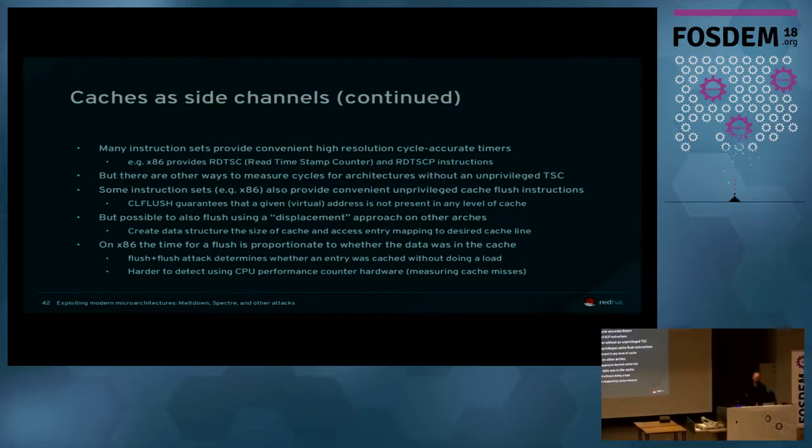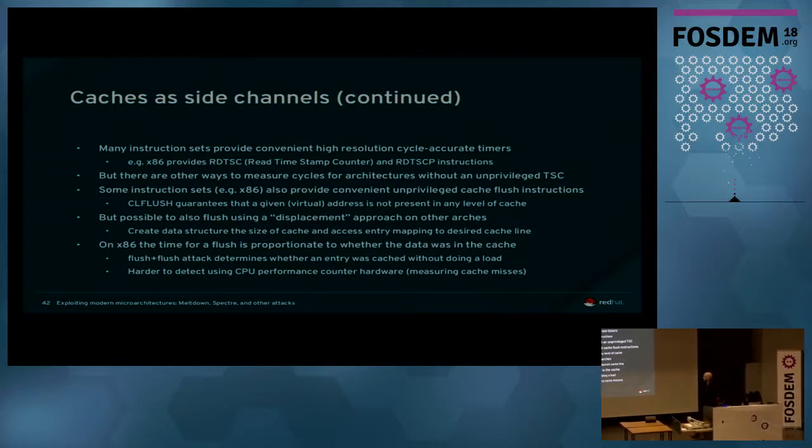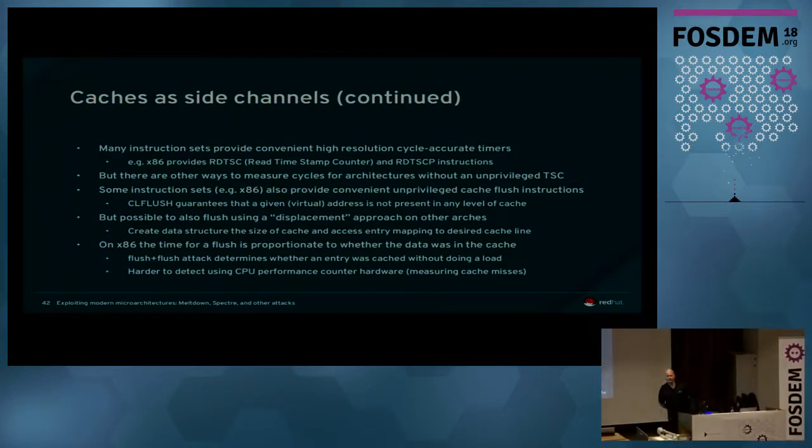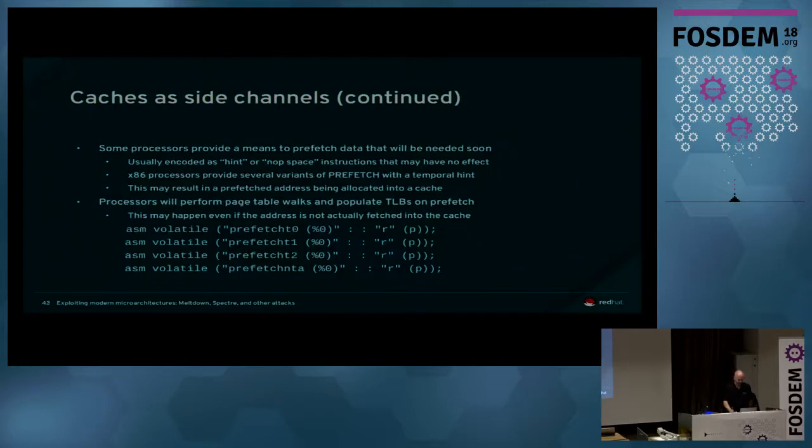And as I said, a lot of architectures provide instructions that let you do this. You don't need an instruction. There are other ways to count time. And some architectures provide a way to guarantee you flushed something from the cache. That gets very useful a bit later on. But there are other ways to do that. You can look up displacement flushing if you're interested. And as I said, you might even be able to optimize it with some of these other variants as well to see if data is in caches. Well, why is that useful? Let's think about that. We'll come back to it.